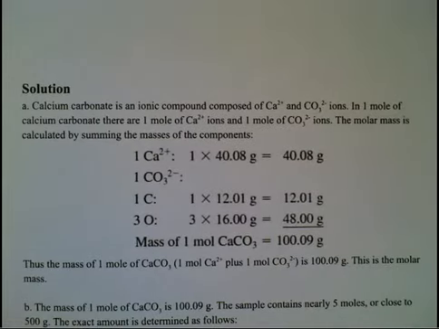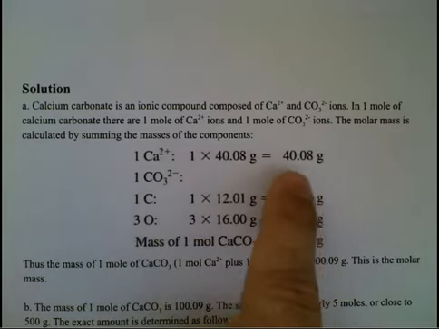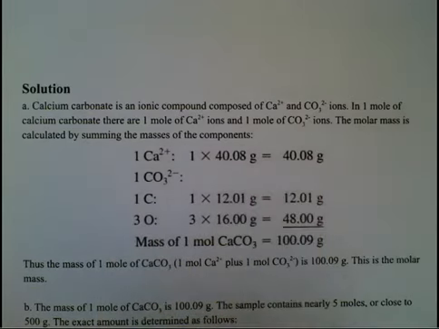First task. Calcium carbonate is an ionic compound composed of calcium ions and carbonate ions. In 1 mole of calcium carbonate, there is 1 mole of calcium and 1 mole of carbonate ions. The molar mass is calculated by summing the masses of each of the components. My 1 mole of calcium ion, 40.08. Again, get that from the periodic table.